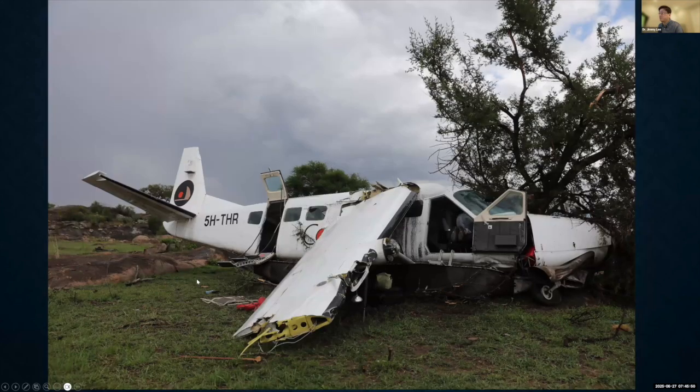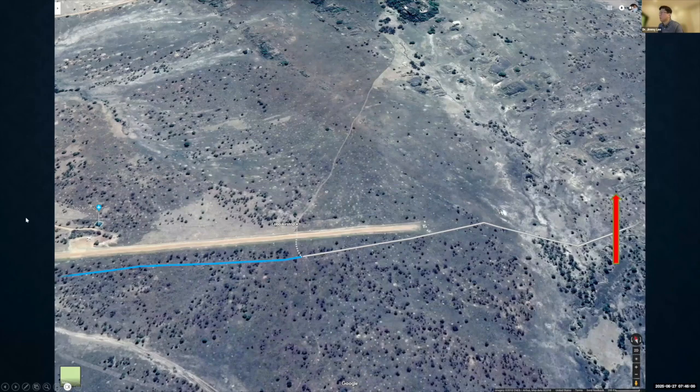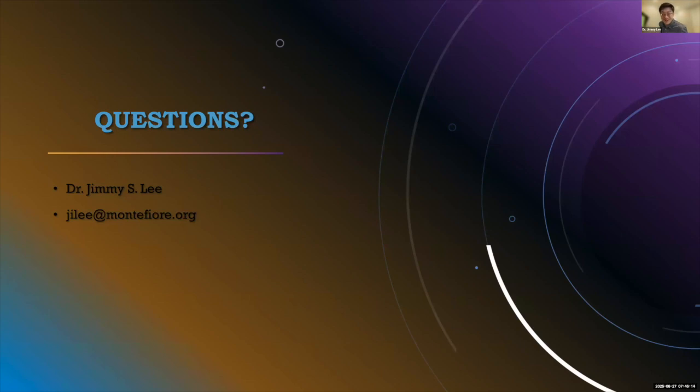Later on, I took more photos. I was able to get an aerial photo of the crash site, and using Google Earth, I can find the location. So the airstrip is here, and we crashed around here, about 1.4 kilometers away. And this is with my mother after we were rescued, saying we're happy to be alive. So I would love to go back to Tanzania one day, but I will not be on a small plane. So anyways, that's the end of it. I'm happy to take any questions, comments.